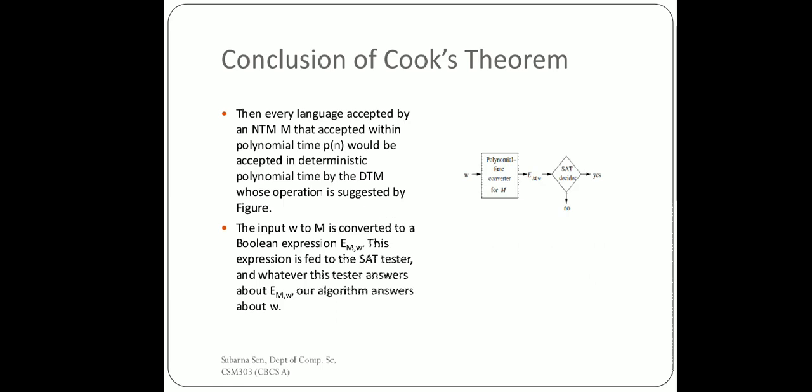So every language accepted by a non-deterministic Turing machine M within polynomial time p(n) would be accepted by a deterministic Turing machine in polynomial time, whose operation is suggested in this figure. You can just consult the figure. The input W to M is converted to a Boolean expression. We have converted it, and this expression is fed to the SAT tester, and whatever the tester answers about M and W, the algorithm answers about W, right?